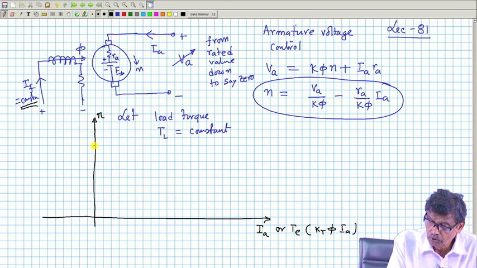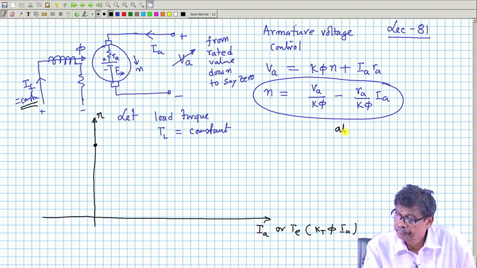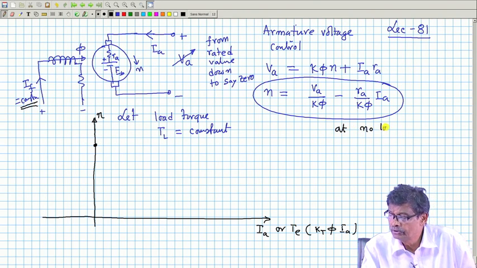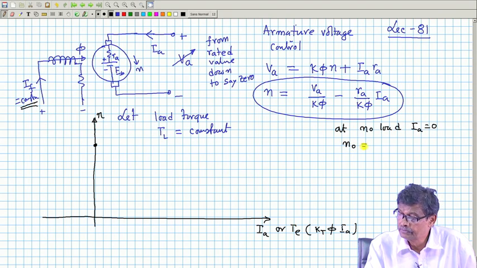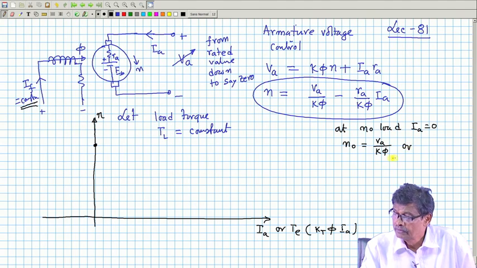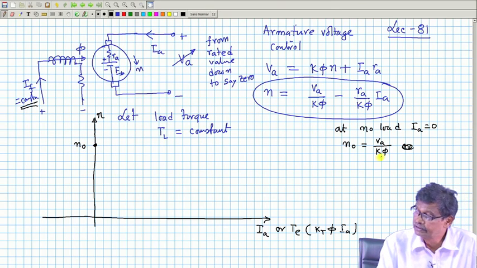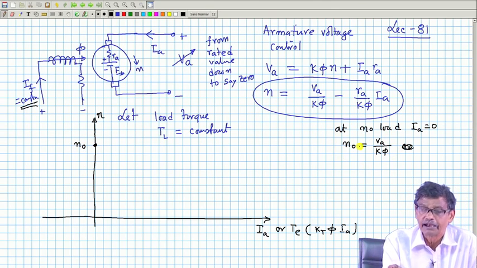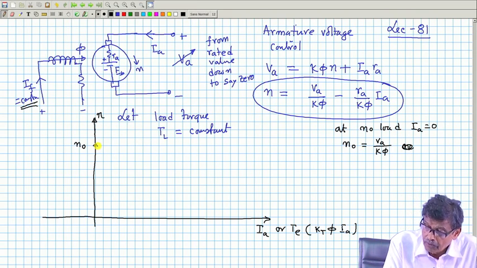Now, therefore, at no load, I A is equal to 0. Therefore, no load speed is equal to V A by k phi. So, this speed is N 0, the no load speed, which is equal to V A by k phi. What is V A? Applied voltage divided by k phi.